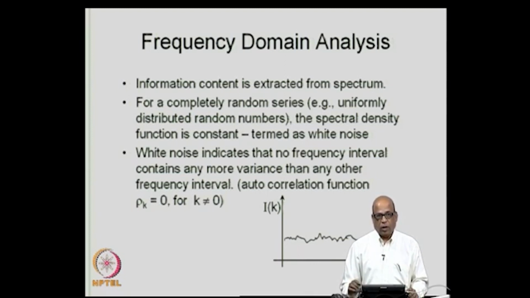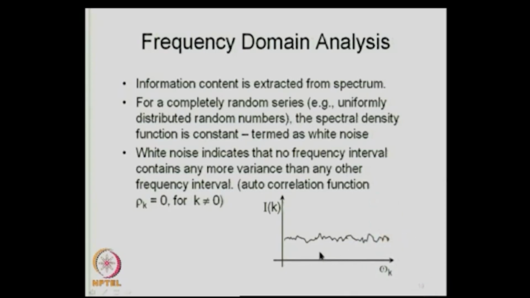So, for a purely random process, you will have all R k's being insignificant, and for a purely random sequence, if you draw a line spectrum or a power spectrum, the spectrum looks like this, which indicates that no frequency band contains any more variance than any other frequency interval that you consider.